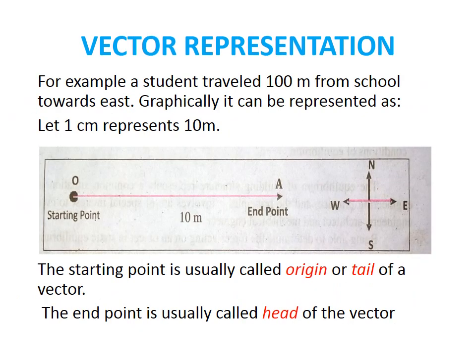For example, a student travelled 100 meters from a school towards east. Graphically, it can be represented as, let 1 centimeter represent 10 meters. The starting point is usually called origin or tail of a vector. The end point is usually called head of the vector as shown in the figure. The directions north, south, west and east are also shown in this figure.